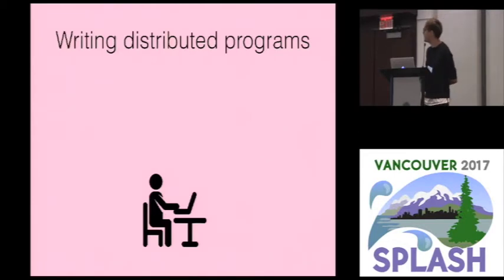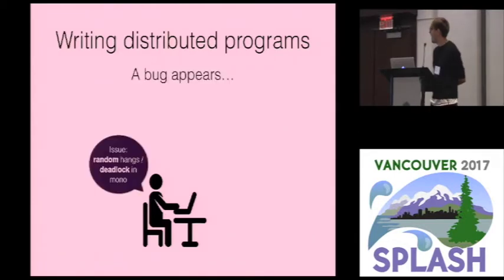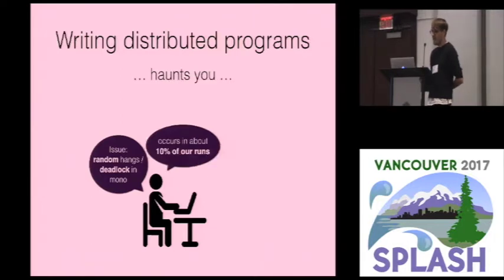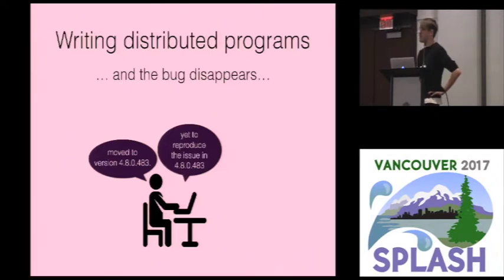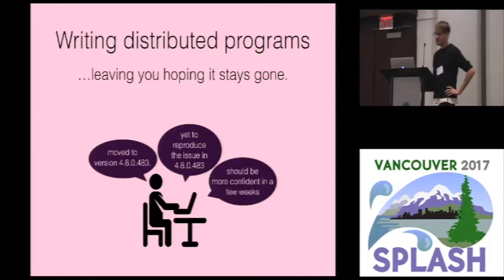So writing these kinds of systems is pretty stressful, and often it goes a bit like this. You write some code, and then you run it for a while, and then some random bug appears, and you try to debug it, but it only occurs on 10% of the runs, and you can't really trace it down. But then you move on and write some more code, and eventually it's gone, but you don't really know why, and you're left hoping that it won't turn up again, but you're somewhat none the wiser.